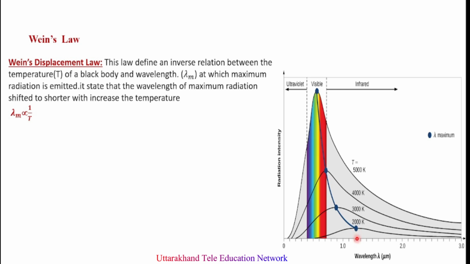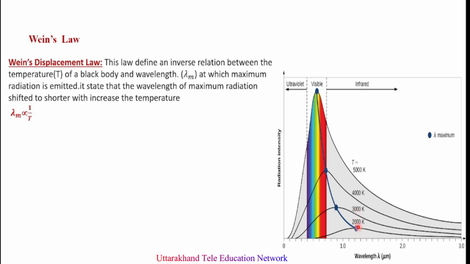For this point, consider the wavelength. This wavelength is lambda m. This is called lambda m, the wavelength at a particular point where maximum radiation will be emitted. So we see at 2000 Kelvin our wavelength lambda is here, at this point, 1.1, 1.2, approximately 1.2.